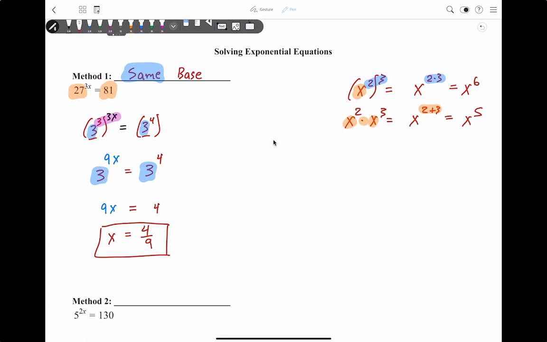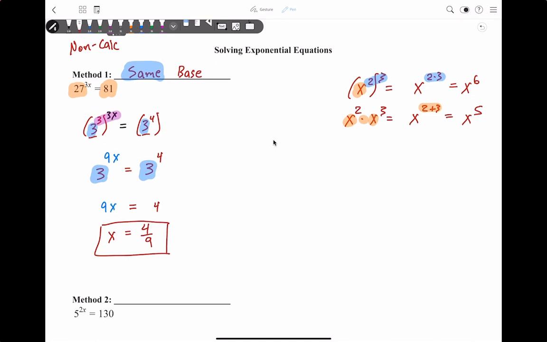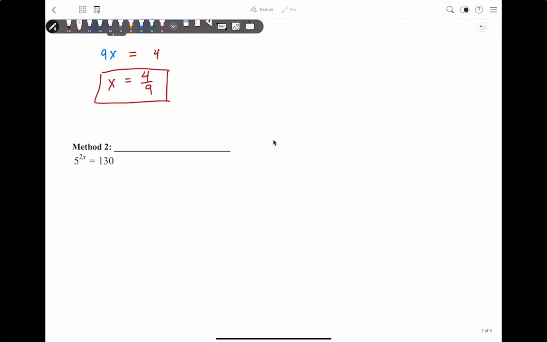You would see something like "solve for x" on this, or "solve the equation," and this would be your answer. I just want to make sure that you understand once more that these are primarily for the non-calculator portions of tests. All right, so let's go ahead and move on to method 2.